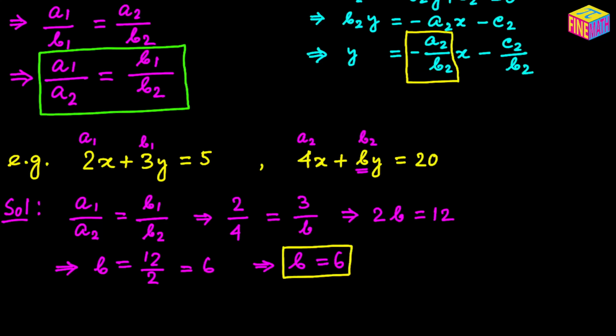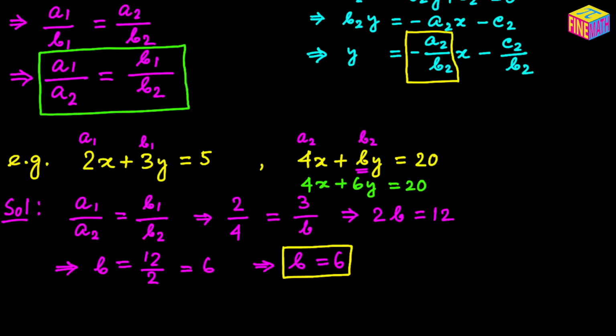So if we rewrite this equation right here as 4 times x plus 6 times y is equal to 20, then this straight line becomes parallel to the first straight line, right? So our necessary condition here is b equals 6. Here we had to find the value of b, and we have found that the value of b must be 6 for the two lines to be parallel.